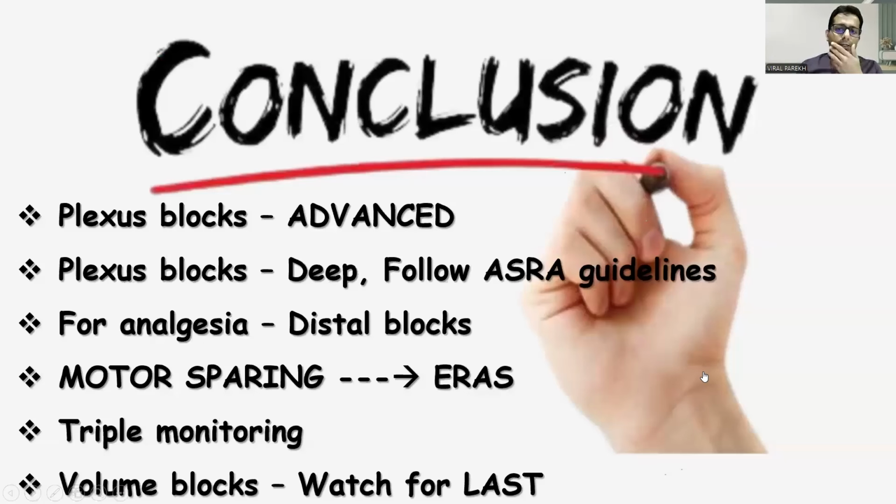So to conclude, the lower limb plexus blocks are advanced blocks. They are deep, and we need to follow the ASRA guidelines if the patient is on anticoagulants. Most of the lower limb blocks we use for analgesia. We use distal blocks as much as feasible because we are opting for early ambulation for most of our patients. We do motor-sparing blocks and usually follow the ERAS protocols. I usually recommend triple monitoring. Most of the blocks are large volume blocks, so always keep a watch for local anesthetic systemic toxicity.